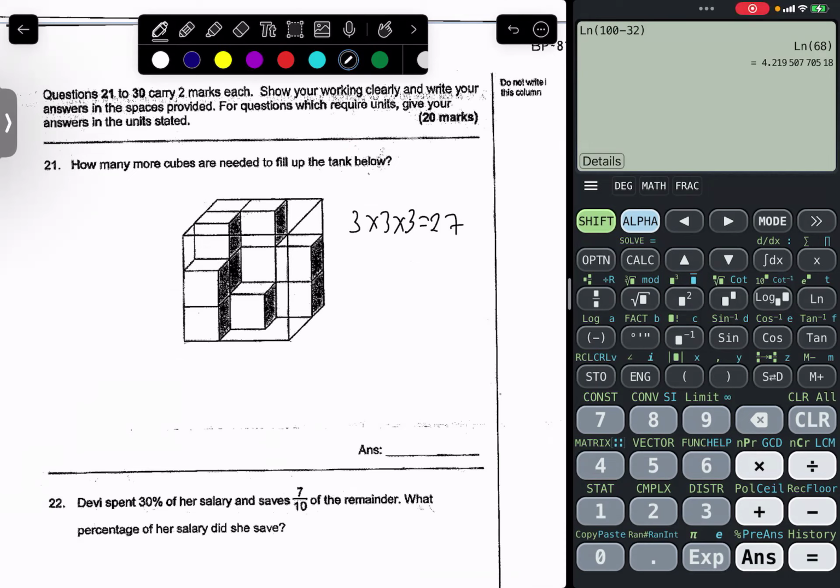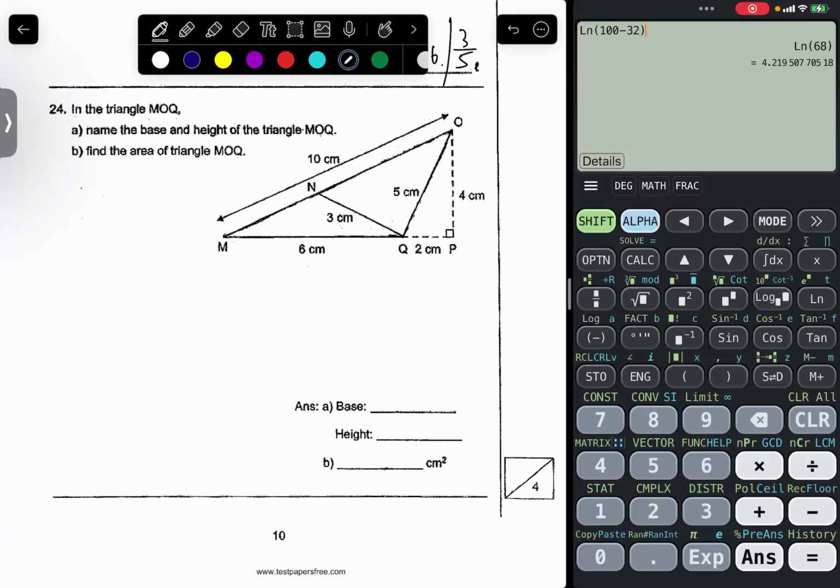In the triangle MOQ, name the base and the height of the triangle. The base could be MQ and the height is OP. Find the area, half times 6 times 4. So that is 12 centimeters square.